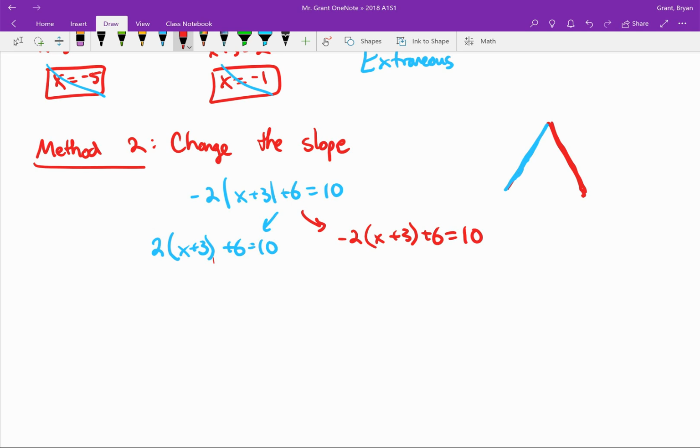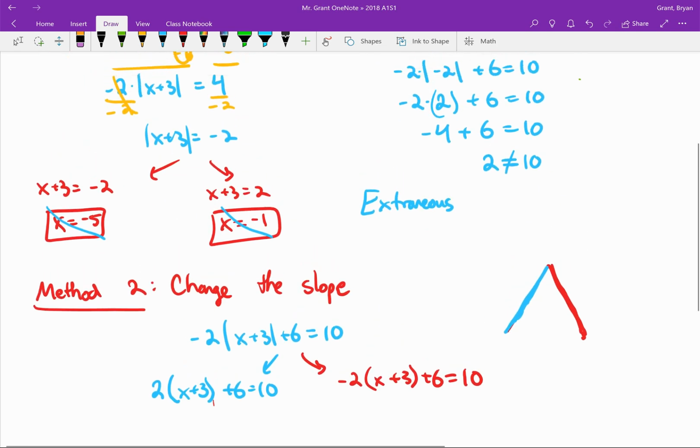So now I have each line, and all we need to do is go through and solve. Now the issue here is you're going to get the same answers that we got up above. You're going to get that negative 5 and that negative 1. And so you still have that same issue of after you get answers for absolute value, what do you need to do? Oh, you need to check your answers.